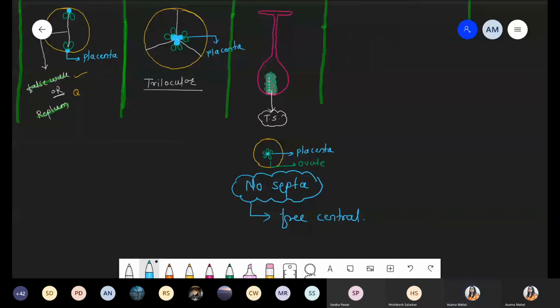Got it? So just check the diagram. This diagram is actually important, because we represent placenta at the center, and the ovules are arranged in free form. There is no compartment, no partition, no septa. Got it?